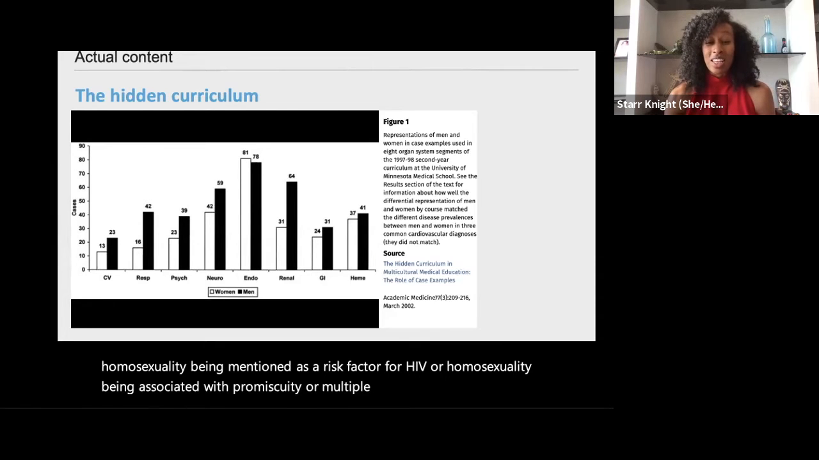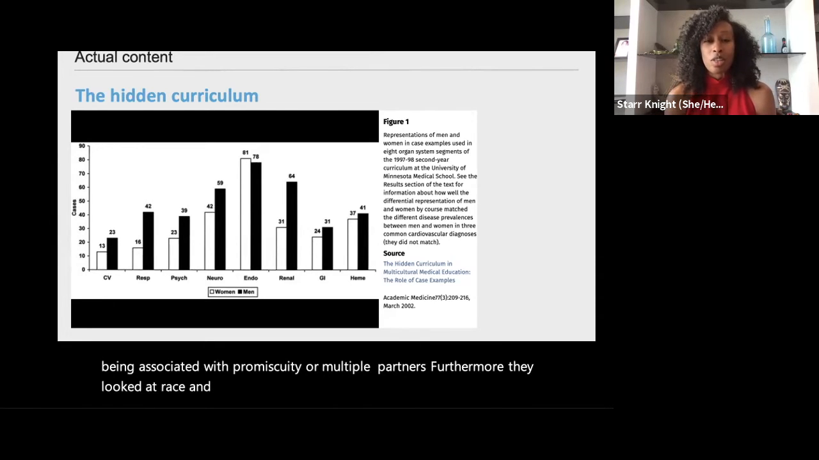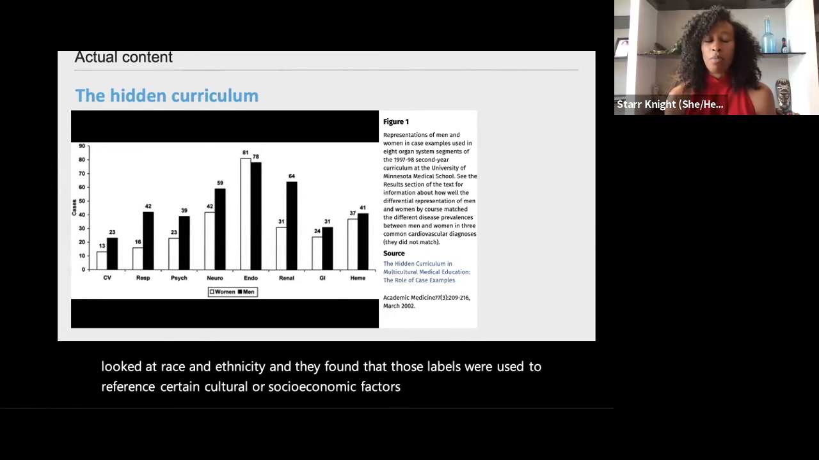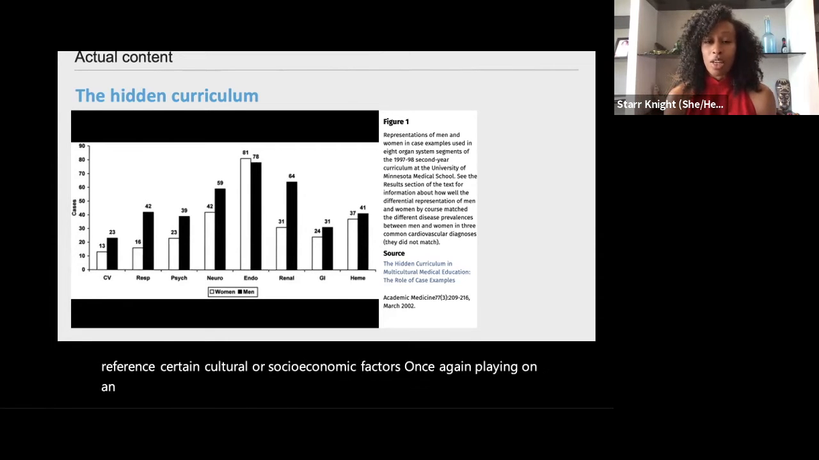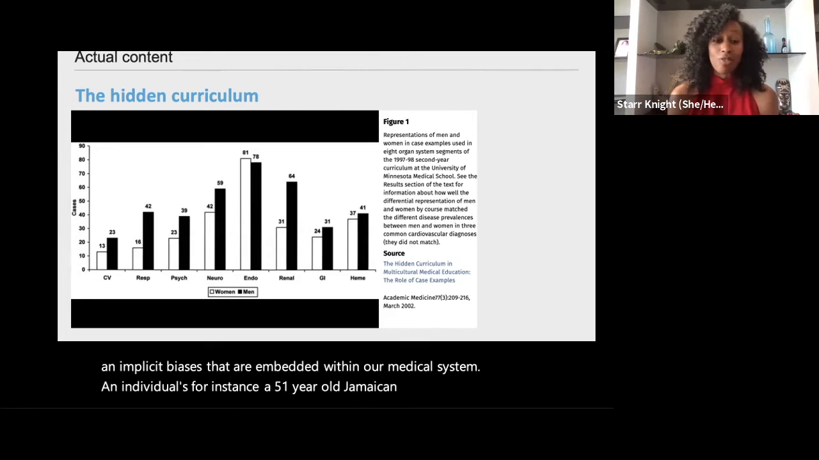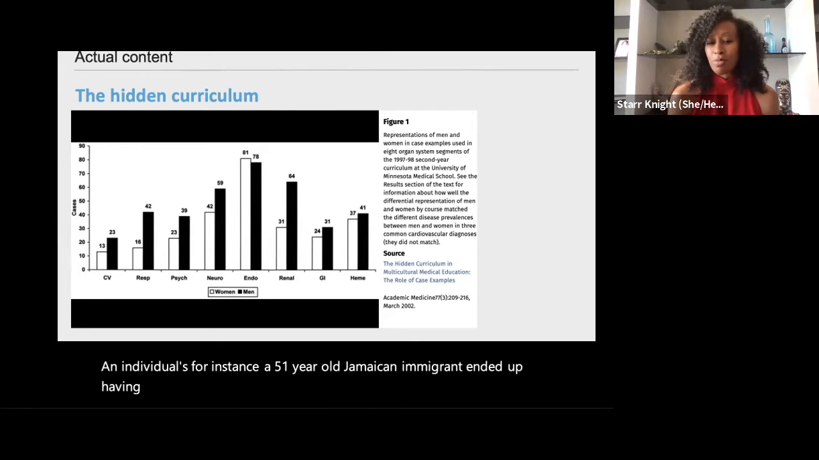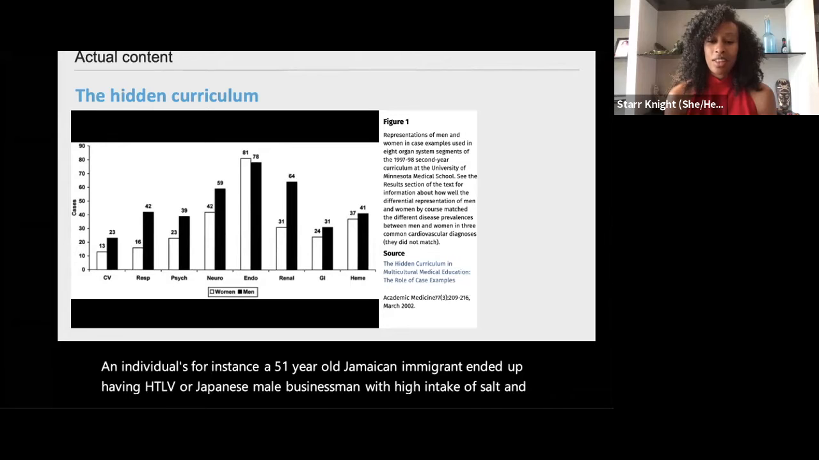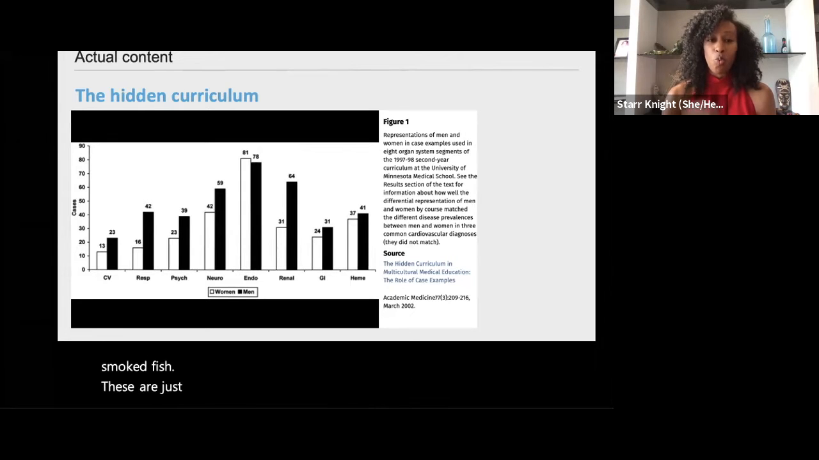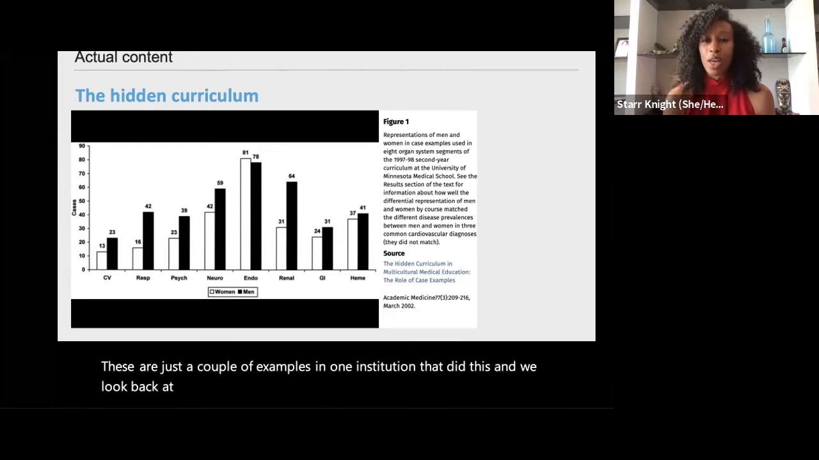Furthermore, they looked at race and ethnicity, and they found that those labels were used to reference certain cultural or socioeconomic factors, once again playing on implicit biases that are embedded within our medical system and in individuals. For instance, a 51-year-old Jamaican immigrant ended up having HTLV, or a Japanese male businessman with high intake of salt and smoked fish. These are just a couple of examples in one institution that did this. And if we look back at our own medical training, I'm sure we have our own examples.